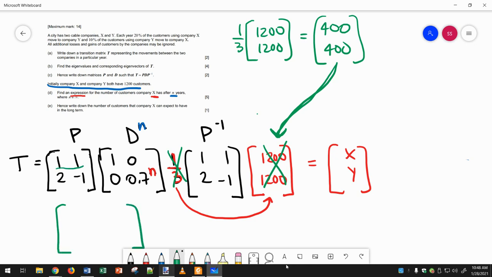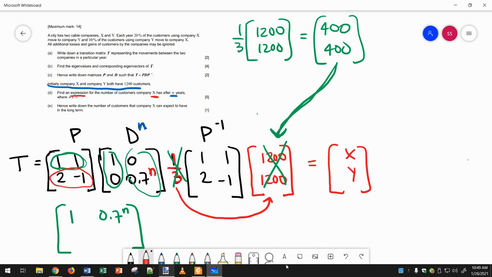So we have to multiply this row times this column. And the way matrices work, you do 1 times 1 plus 1 times 0. So that's just 1. Then to get this entry here, we have to do this row again, but now times this column. So 1 times 0 plus 1 times 0.7 to the n. So it's just 0.7 to the n that goes there. Okay, the next row in our answer, we have to move on to this row.